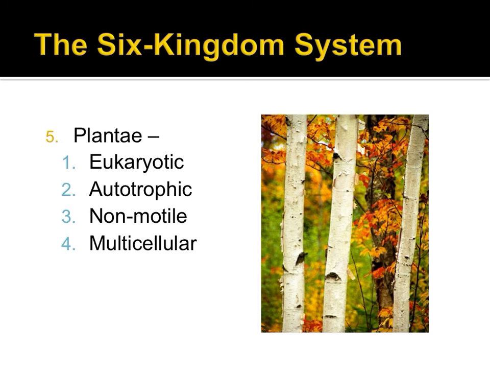The fifth kingdom is Plantae. Plants are all eukaryotic, autotrophic, and multicellular. Just like fungi, they are immobile and can't move on their own. The picture on this slide exhibits aspen trees, examples of plants.